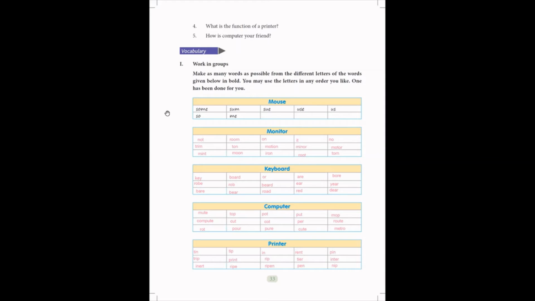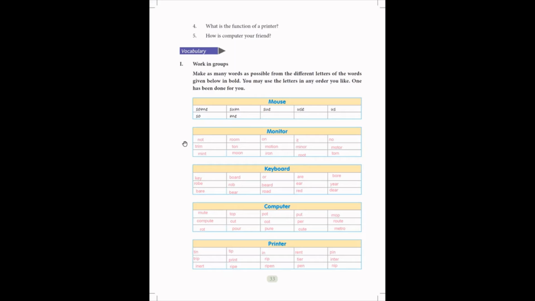It's called vocabulary. And the first one is about making some meaningful words out of one word, basically using the letters used in a given word and making a lot of different words. First one is already given. I think I can quickly read this out for you. The word is mouse, and different words out of these letters are: some, use, us, so, me.